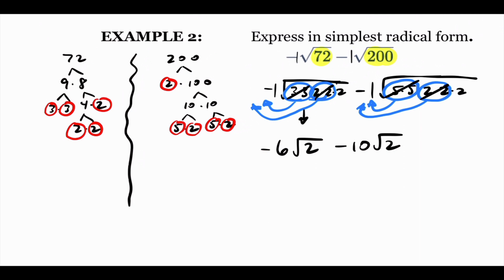Last step, combine if you can. Well, they both have a square root of 2. So I'm going to combine them by adding or subtracting the coefficient. Negative 6 minus 10, negative 16. Done.